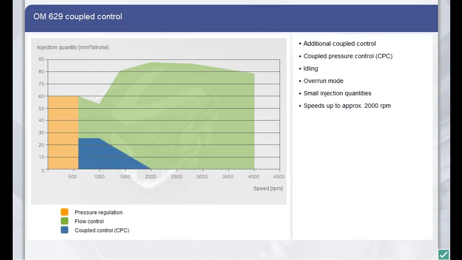Correct. The rail pressure is controlled using both valves when the engine is idling, in overrun mode, and with small injection quantities at speeds up to approximately 2000 rpm. Both valves are opened and control the rail pressure together. Coupled control avoids sudden switching, which would cause pressure fluctuations and noise with the larger fuel volume of the V8 engine. CPC therefore improves comfort because the transition between the 2 control modes is gradual.